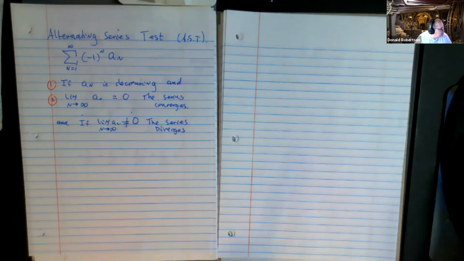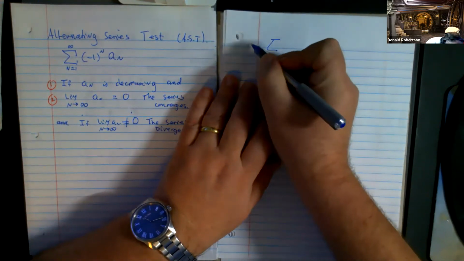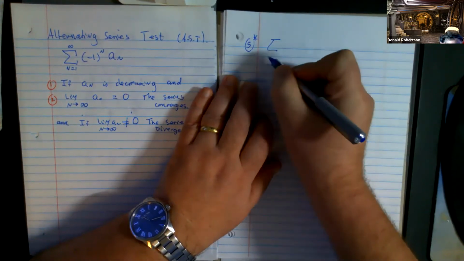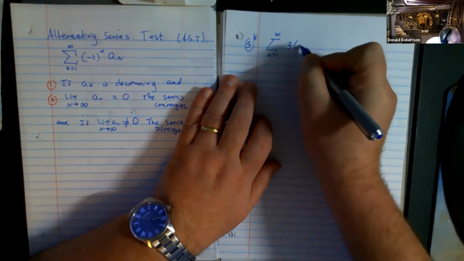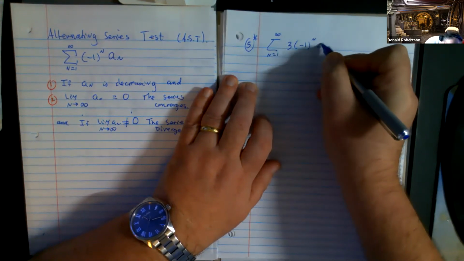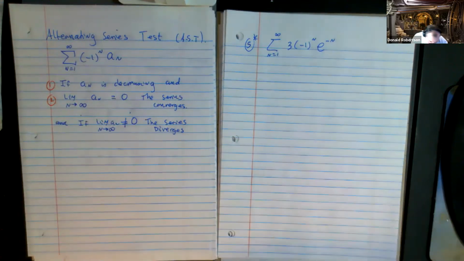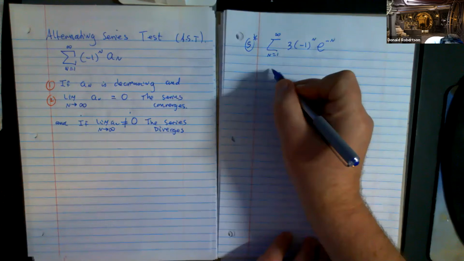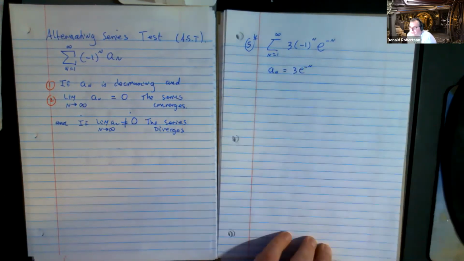Okay, let me try one. Here's one. This one is similar to question 5 in the homework. I don't know why my sigma looks like a C. I'll try and make it more like a sigma for the next question. In this question then, a_n is that guy.